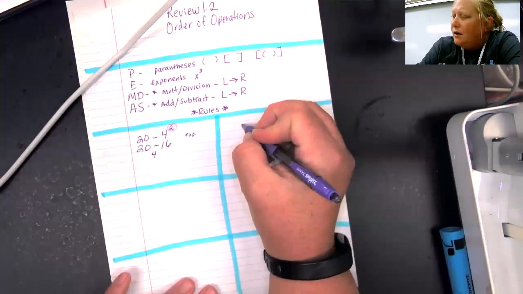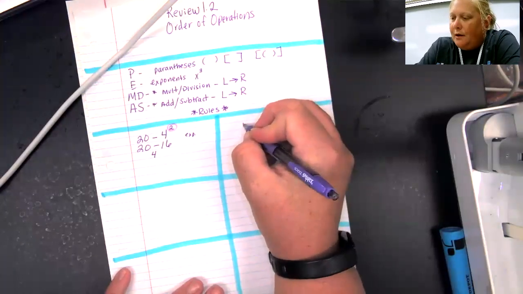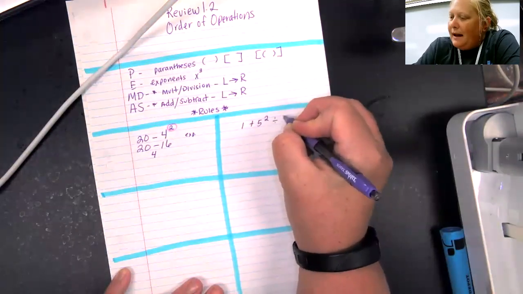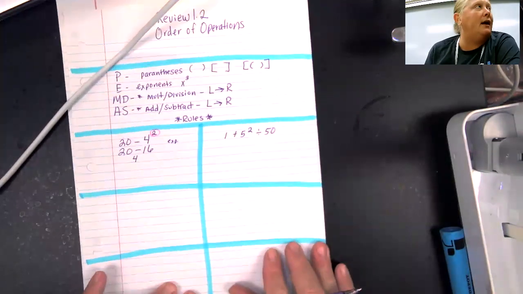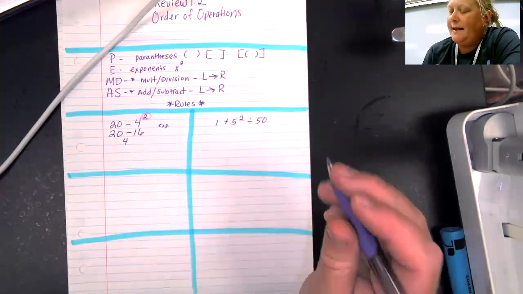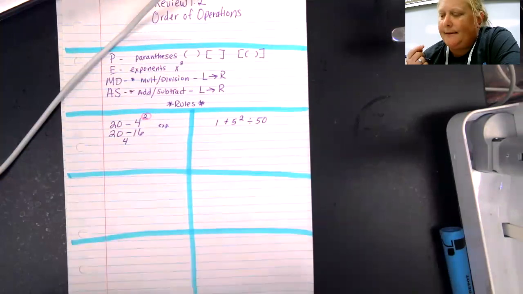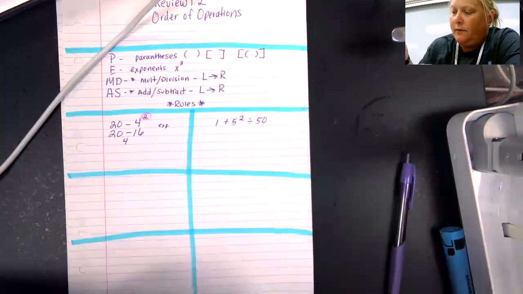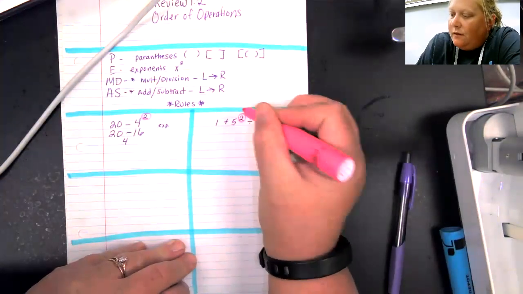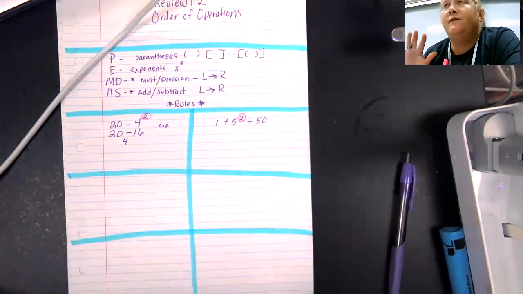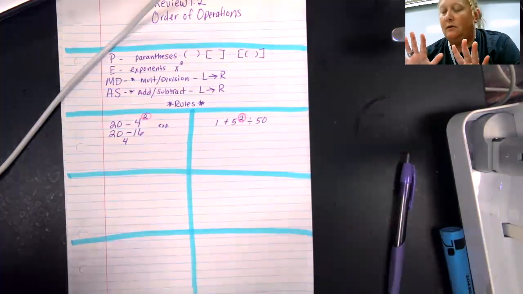All right, let's go over here. Let's kick it up a notch. So 1 plus 5 squared divided by 50. Okay, are you ready? All right, so on this one, let's see. Do I have any parentheses? No. All right, do I have exponents? Oh, we do. In fact, I have 5 squared. Well, what's 5 squared? Let's see. 5 times 5 is 25.